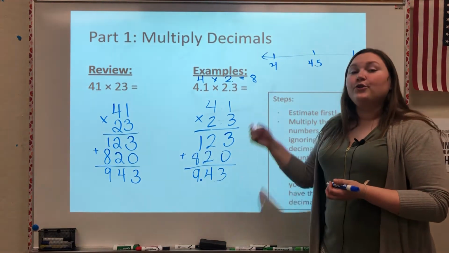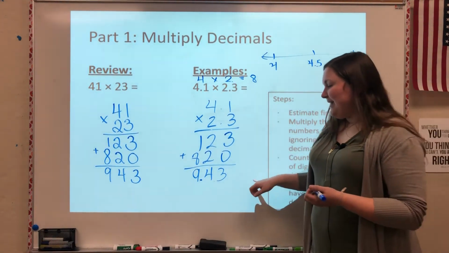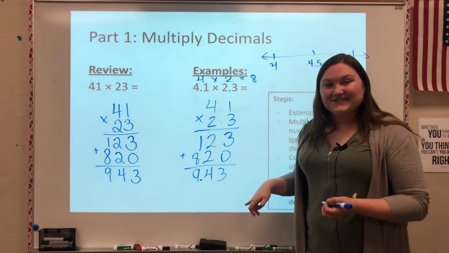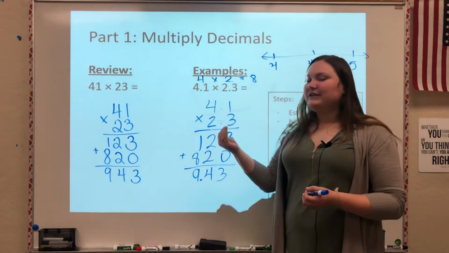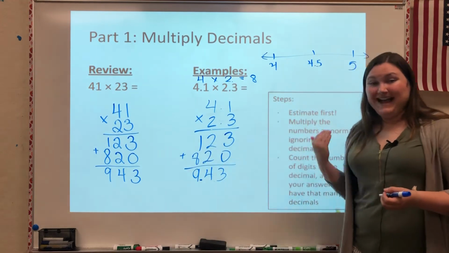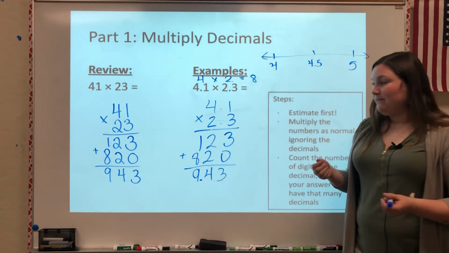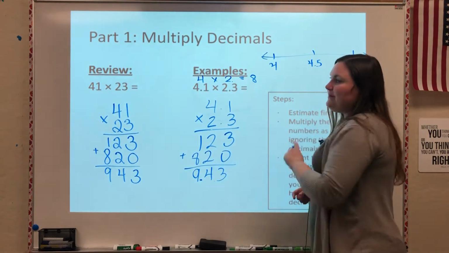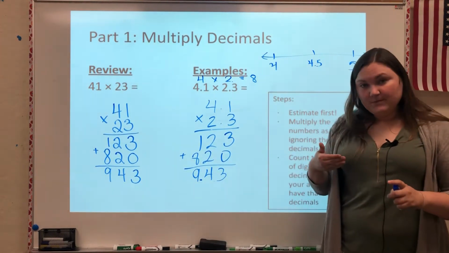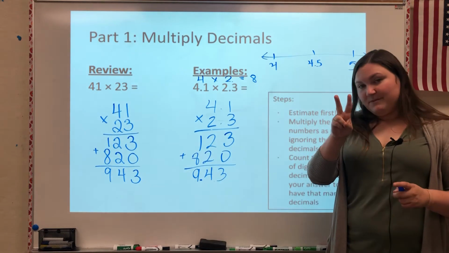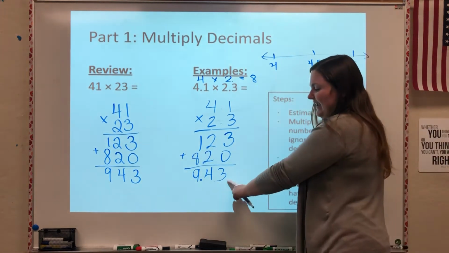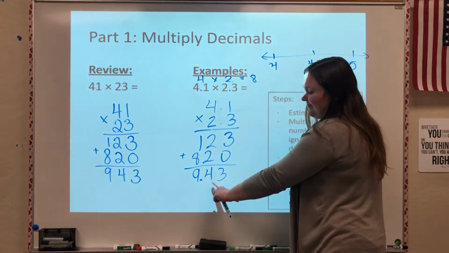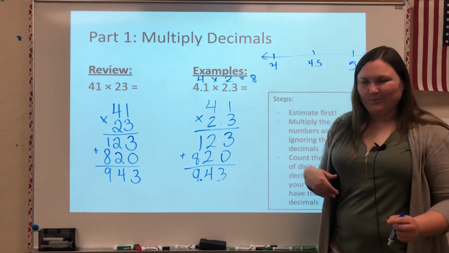The rule we use when it comes to where that decimal goes in your answer is you're going to count how many total digits are behind the decimal point in the problem. In this problem, there are 2 numbers that come after decimal points. So a total of 2 numbers after our decimal points. Our answer is going to show that. There are 2 numbers behind the decimal point.